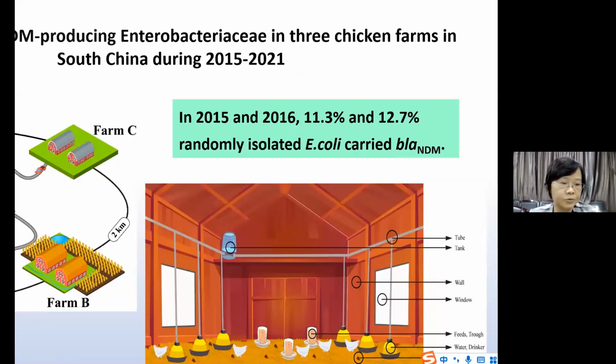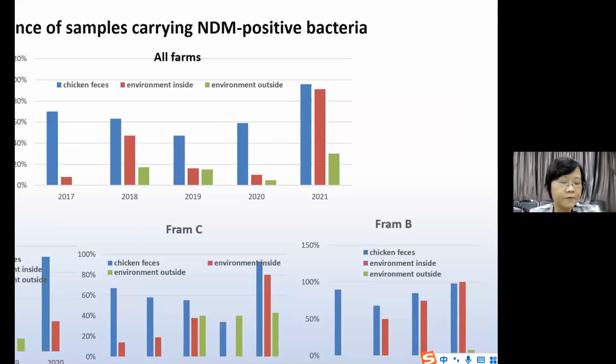And in 2015, our laboratory detected 11% NDM from the E. coli of 3 chicken farms in the Southern Chicken Cooperative, and also detected it in 2016. We want to understand the transmission characteristics of NDM in such chicken farms, and we collected samples, including samples from the chicken feces, the drinking water, the walls, the agricultural field and the water, etc.